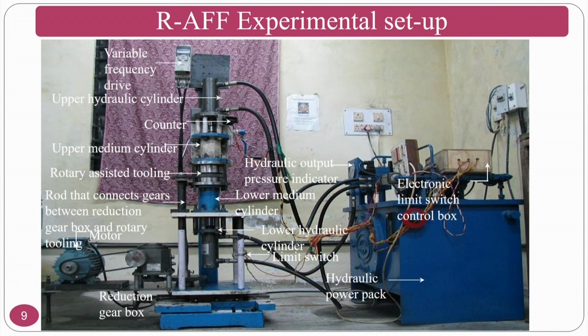So the motor, as you know, in abrasive flow finishing, this is the lower hydraulic cylinder and upper hydraulic cylinder, and upper medium cylinder and lower medium cylinder. Okay. So all these things are there, and you reciprocate the medium in the working region. That much you have seen in the abrasive flow finishing process. The rotational motion is given by a motor.